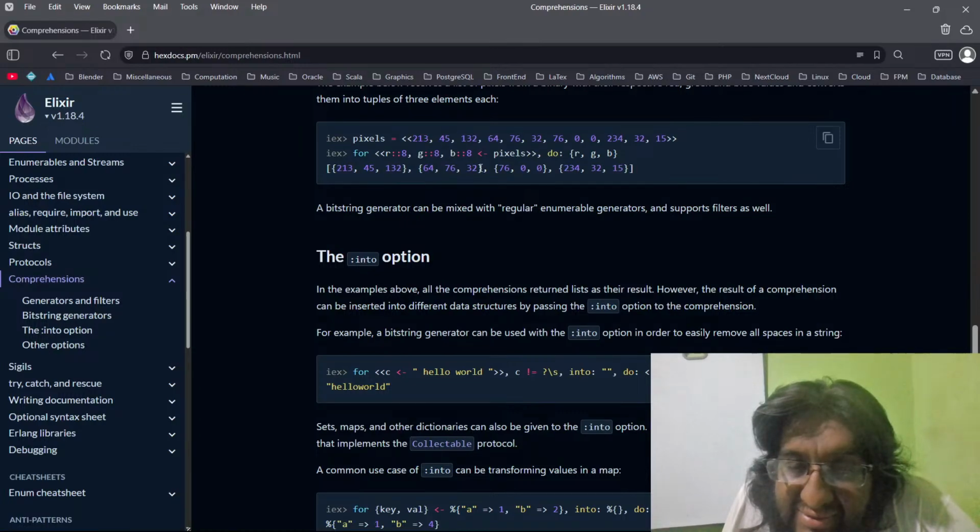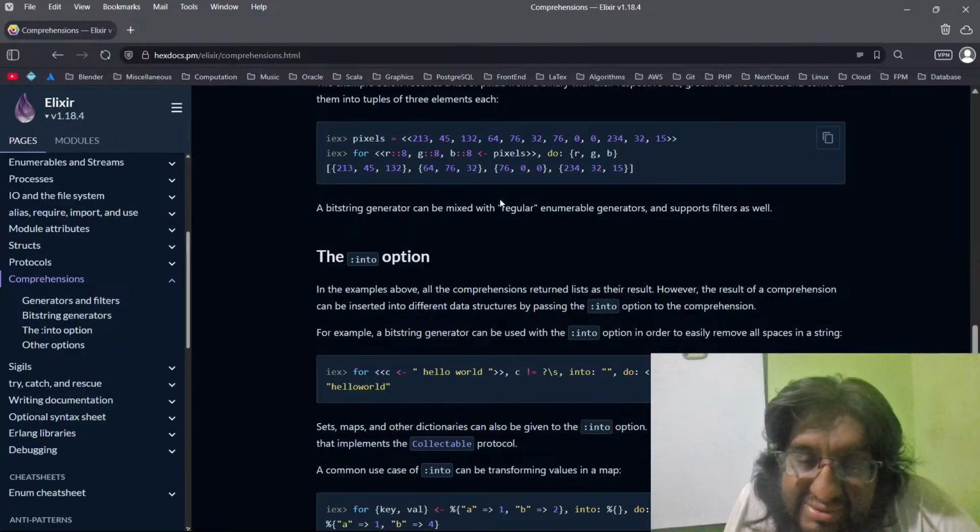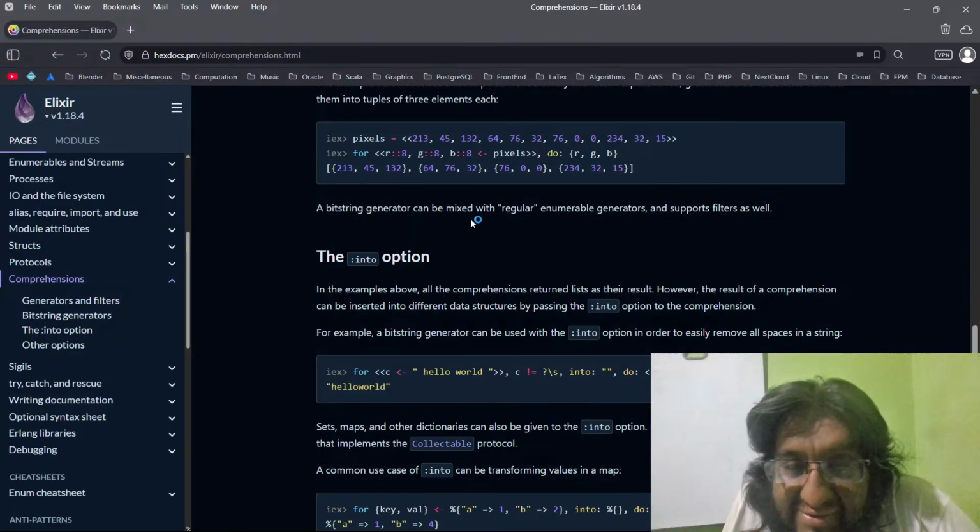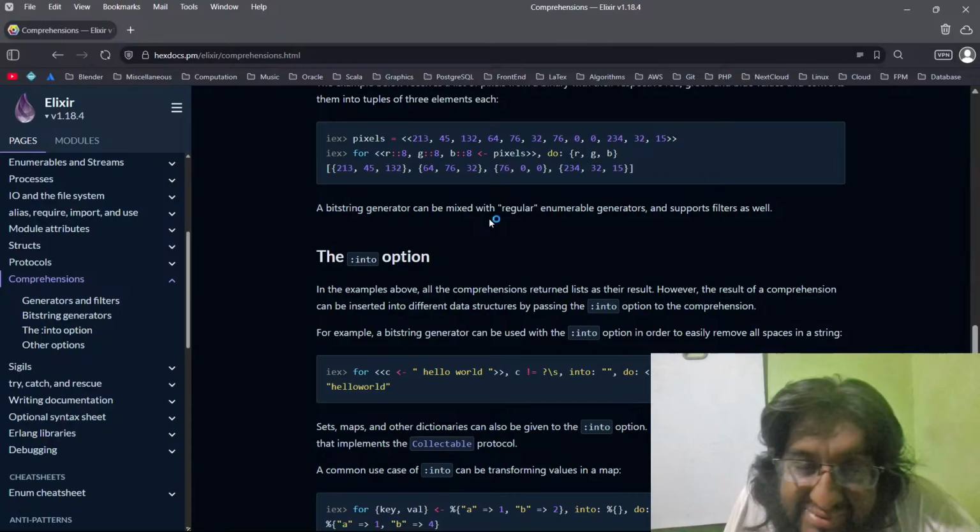Again, I haven't seen too much of this in web applications. I haven't seen a lot of code anyway, so don't take my word. At least in Phoenix web framework.